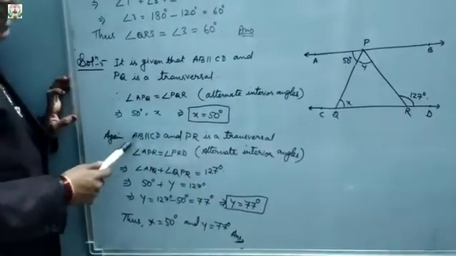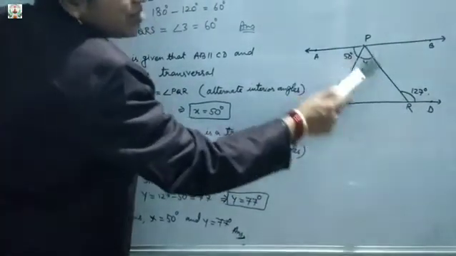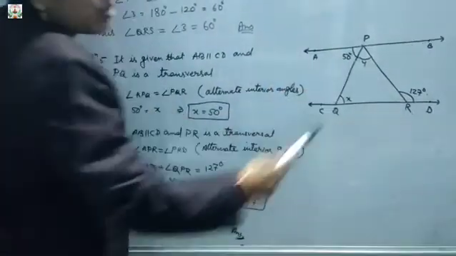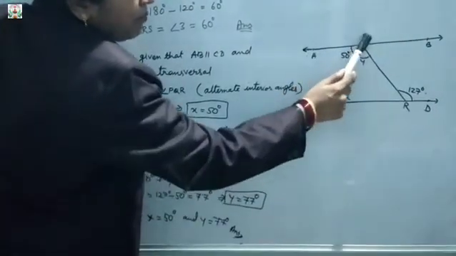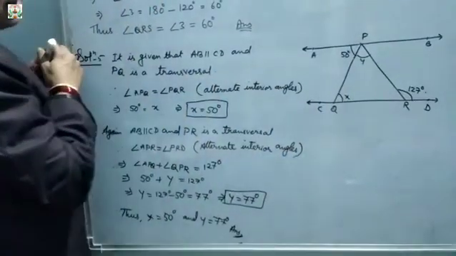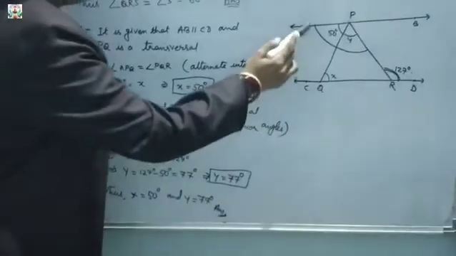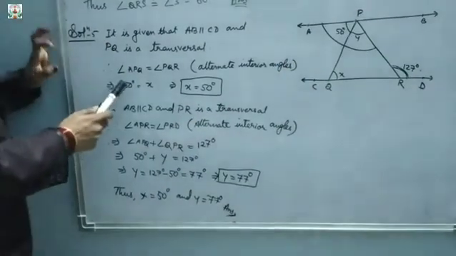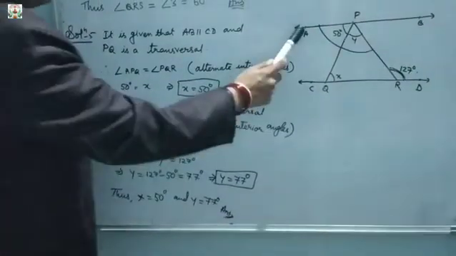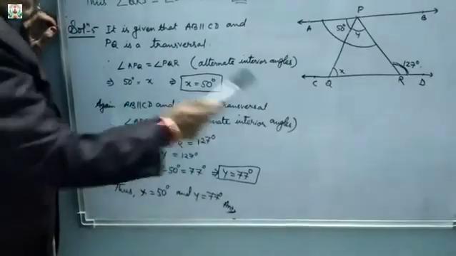Now the second part. Again we know that AB is parallel to CD and PR is the transversal. Now we will take this as a transversal. PR is the transversal, so angle APR, this whole angle, will be equal to this angle because they are alternate interior angles. So angle APR is equal to angle PRD.